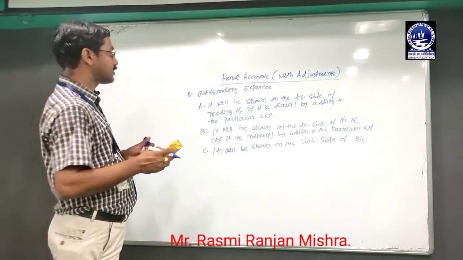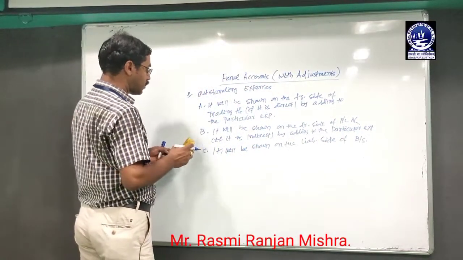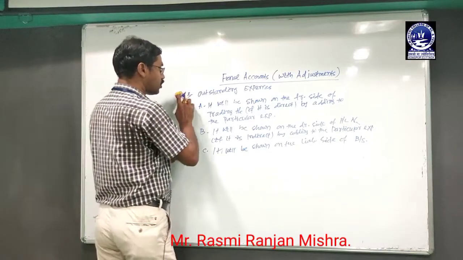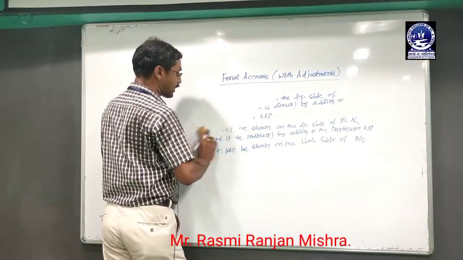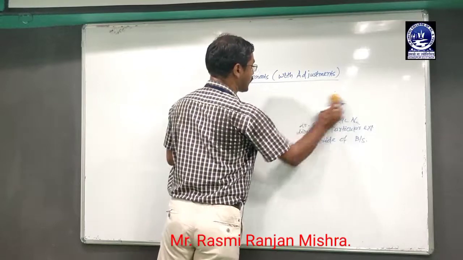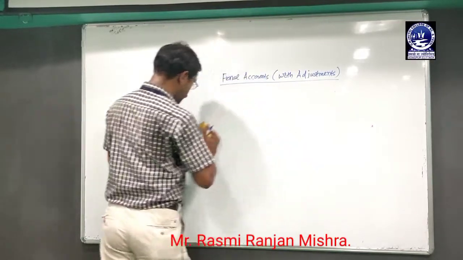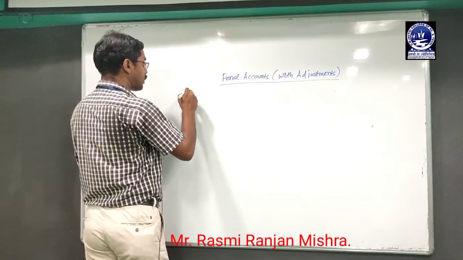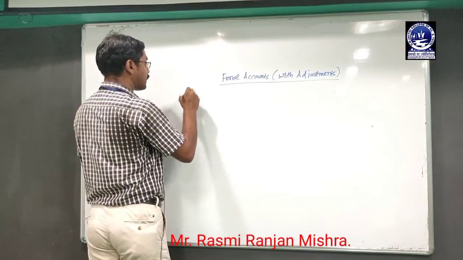So outstanding expenses is complete. Then we are going to discuss the other head. We have completed expenses, whether prepaid or outstanding. Now we are going to discuss income. The first one is accrued income.